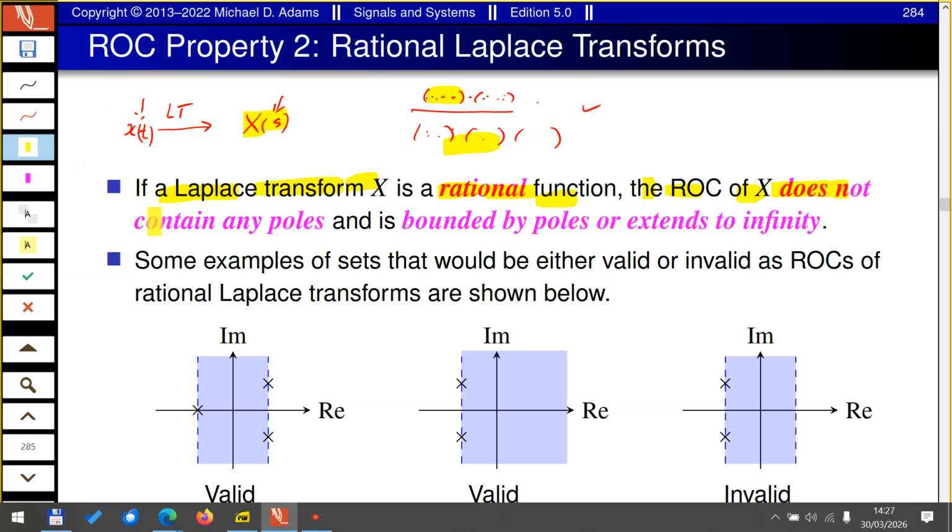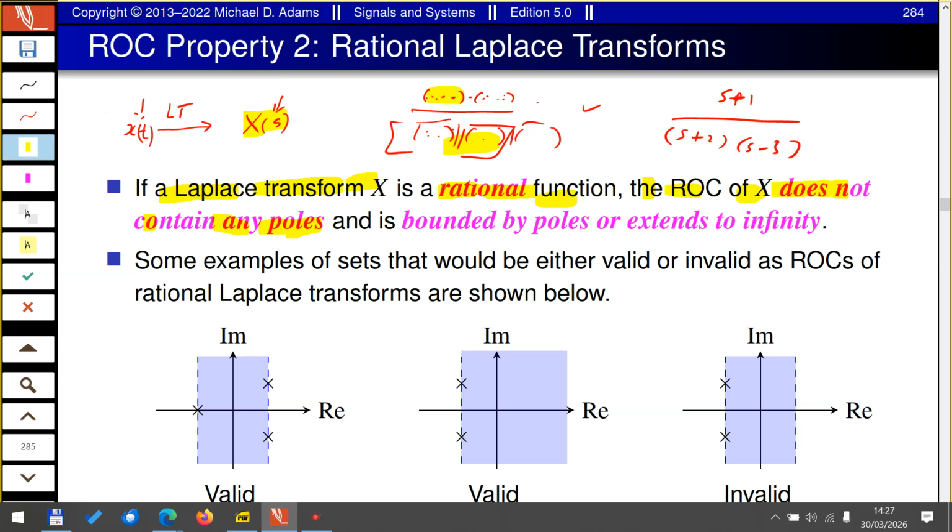does not contain any poles. Remember, poles are actually values of s corresponding to these factors in the denominator, right? So if I have, let's say, s plus 1 in the numerator, and in the denominator I have s plus 2 times s minus 3, can you now tell me where the poles are? Minus 2 and 3. Minus 2 and plus 3, right? They are the roots of the denominator.